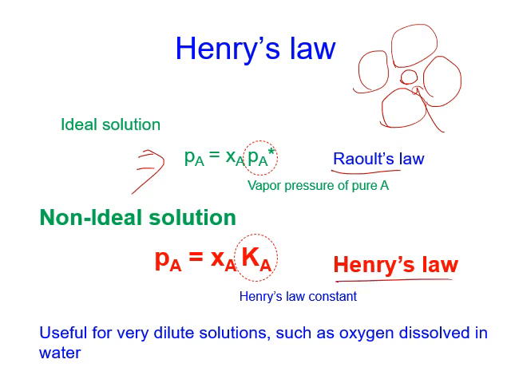Henry's law resembles Raoult's law in that both say the partial pressure in the gas phase is proportional to the mole fraction in the solution phase. But Raoult's law multiplies by its own pure vapor pressure, pure A vapor pressure, while in Henry's law, it is multiplied by a constant called Henry's constant. Henry's law is useful for very dilute solutions such as oxygen or nitrogen dissolved in water.